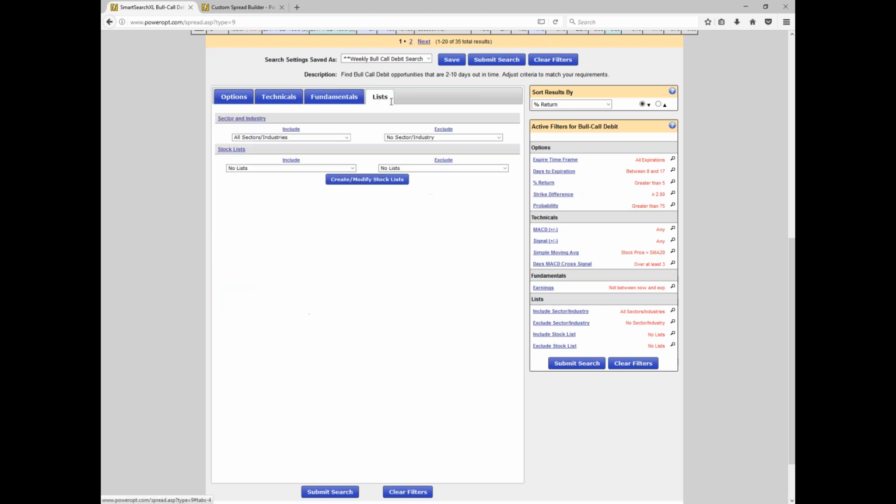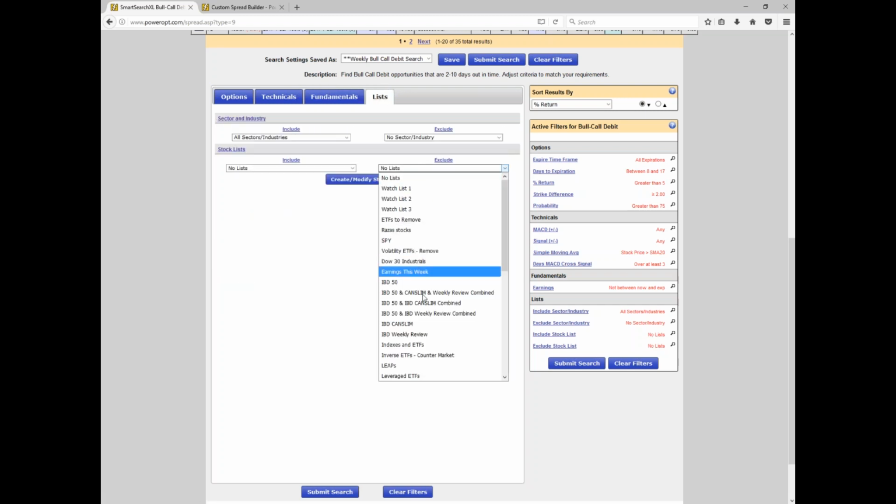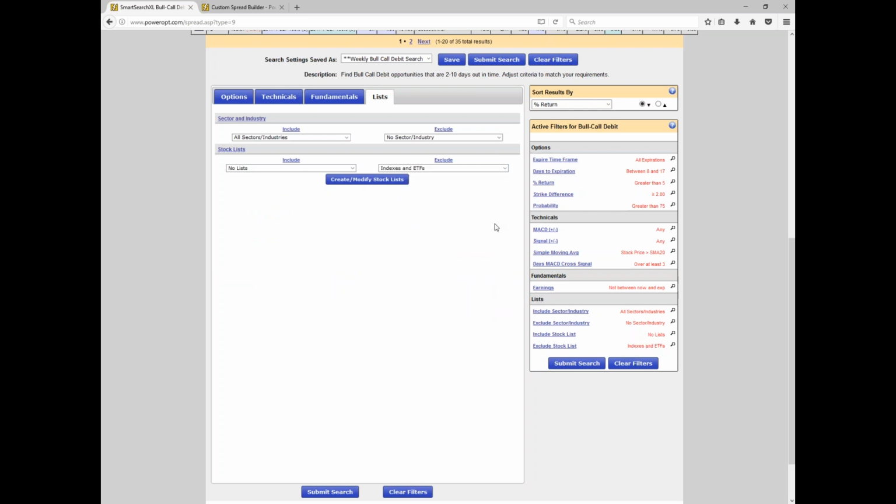And of course, as we did, just to be fair, I am going to remove the indexes and ETFs from this position as well. Why? Because we wanted a little bit more volatility. All right, so let me go ahead and submit that. I think I got everything in there that I wanted to. No earnings, MACD over 3, stock above the SMA 20.